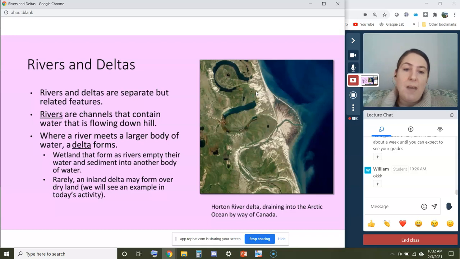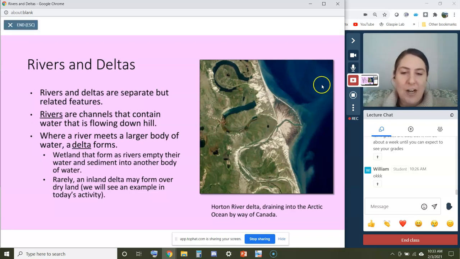That can be a lake, a sea, a gulf, the ocean, and then rarely you might get an inland delta that can form over dry land as a river empties its water and sediment over a larger landscape like a desert. We'll actually see an example of this in today's activity. It's not really the focus because it's not really a coastal feature, but it is a delta and it's pretty cool.